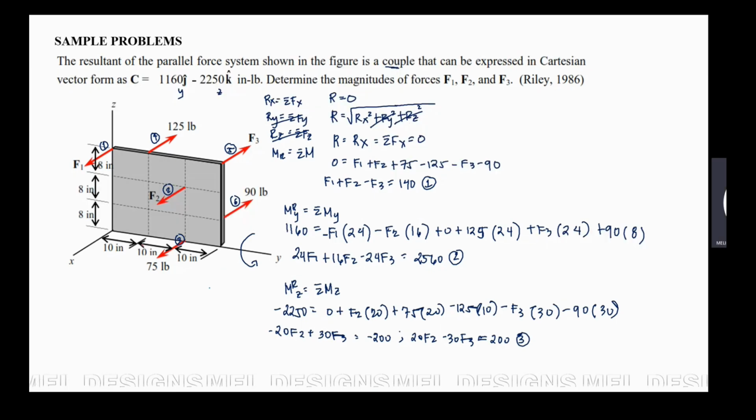So ang sagot natin, F1 is equal to 100 pounds. F2 is equal to 100 pounds. And F3 is equal to 60 pounds. Okay? So that is by using your calculator. So kung walang ganyan yung function yung calculator, you may do it manually. Okay, so that will be the final answer.